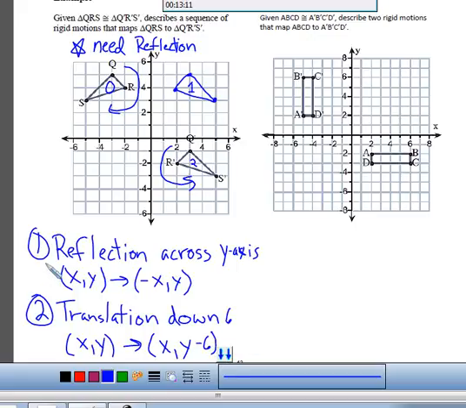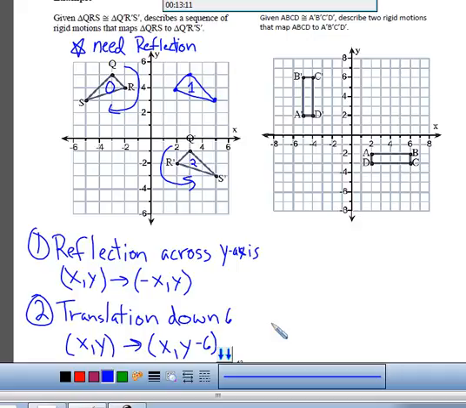Something else you should know is, for this sequence of motions, you can do them in any order. So you could have gone down 6 first and then did the reflection, or did the reflection and then down 6. That isn't always true, but it is true for many of these examples we'll be looking at.